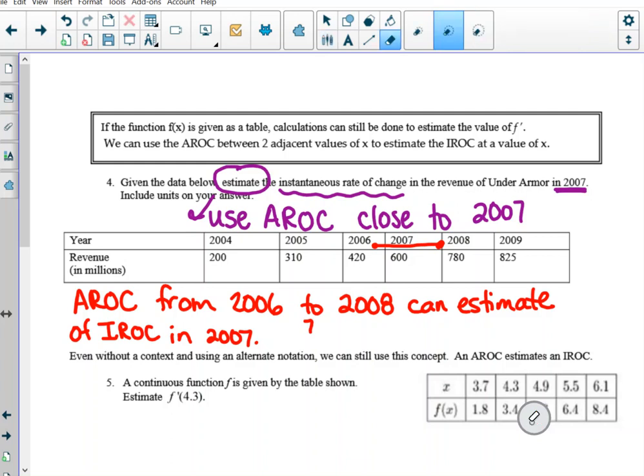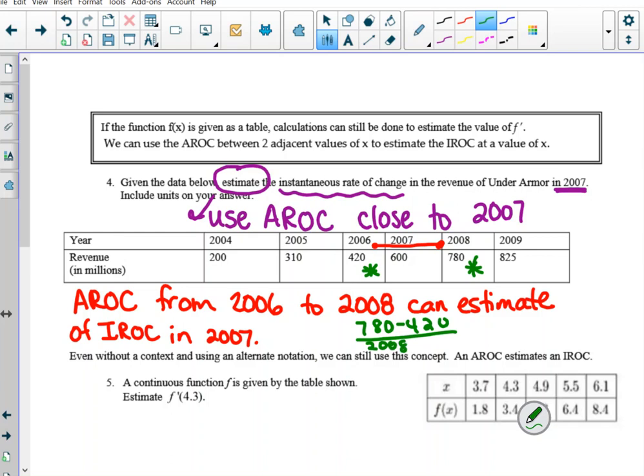So if I look at my 2006 data and my 2008 data, I am done with red marker today. Let's use green. Let's take this data and this data. So 780 minus 420 over 2008 minus 2006. About 360 over 2, or 180.